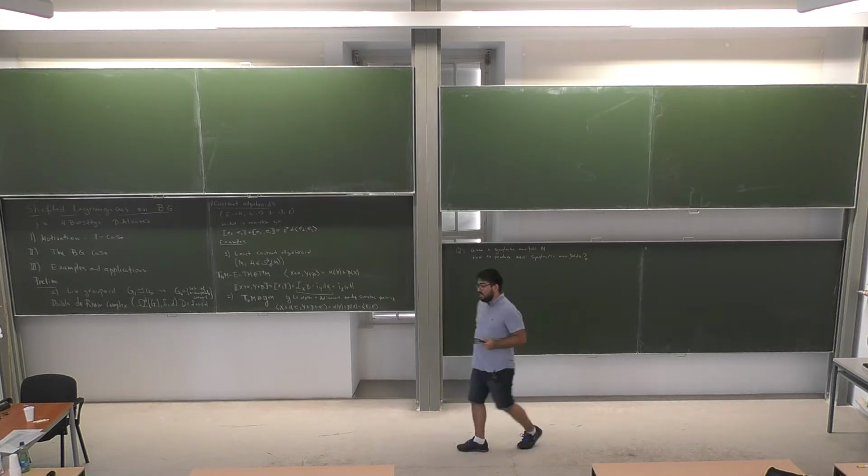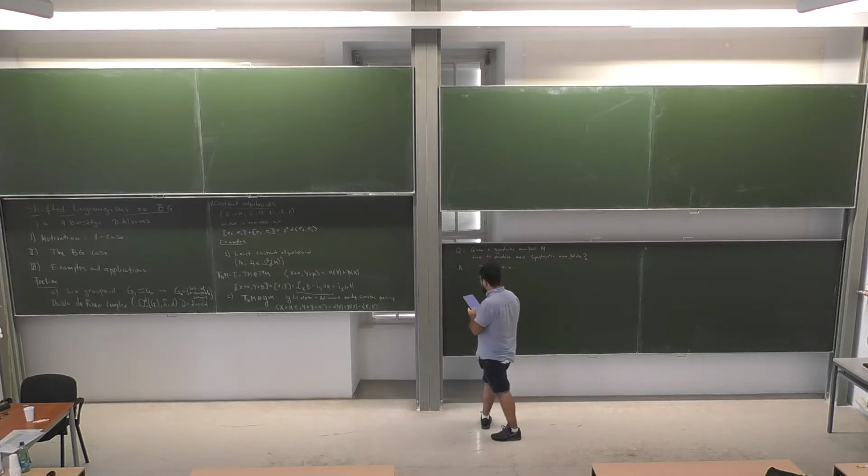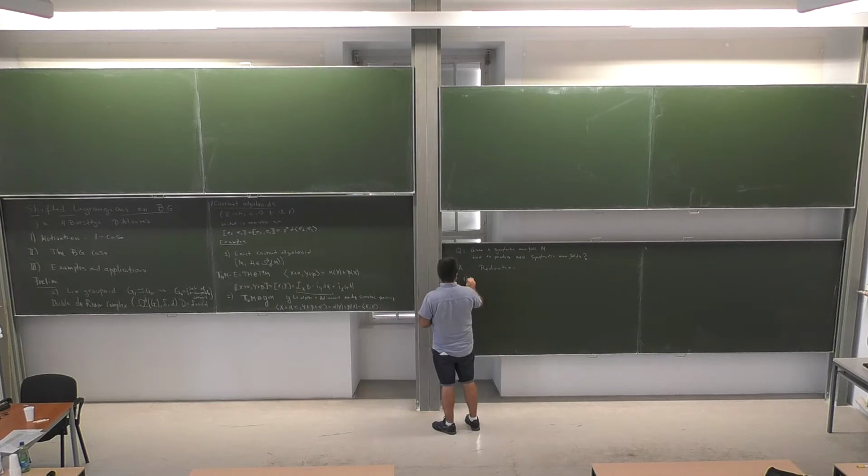And well, the answer is basically that the easiest way to produce new symplectic manifolds is just by reduction. And here the answer is reduction. So the usual setting is Hamiltonian reduction.